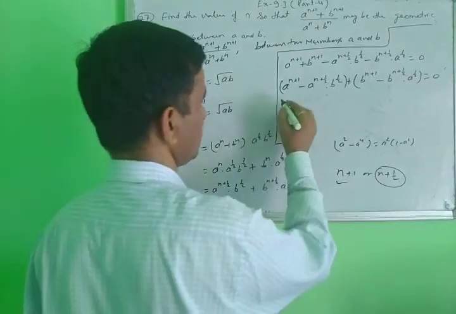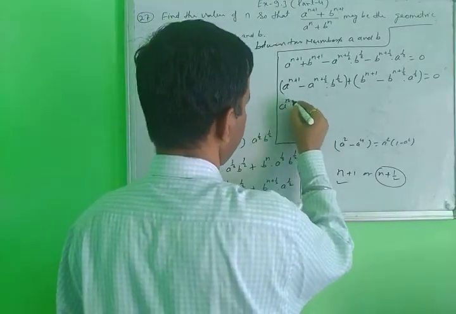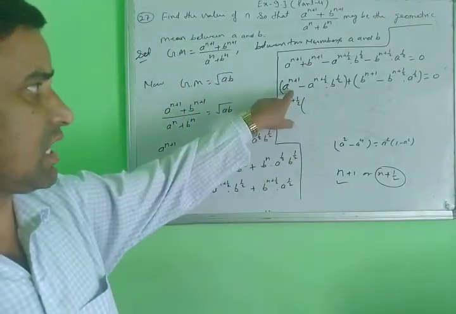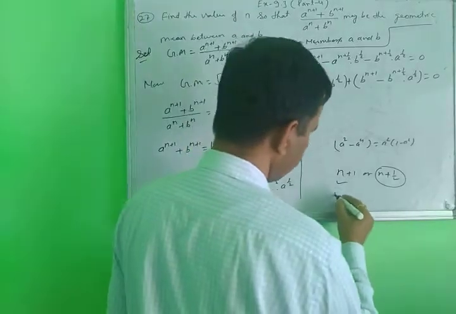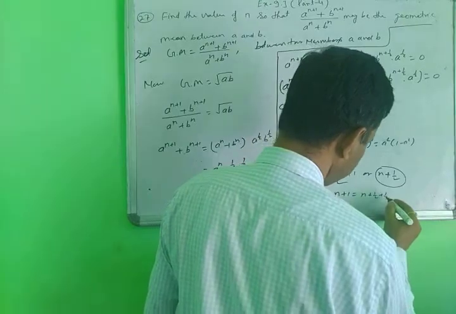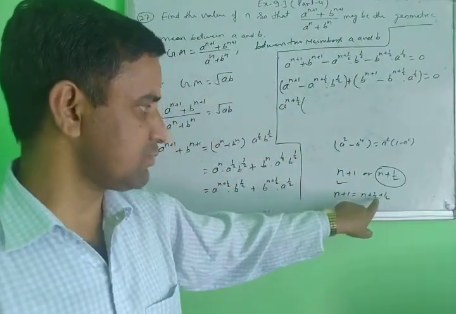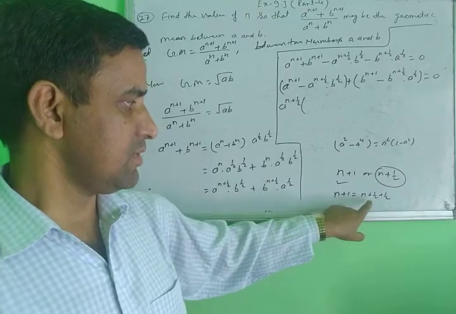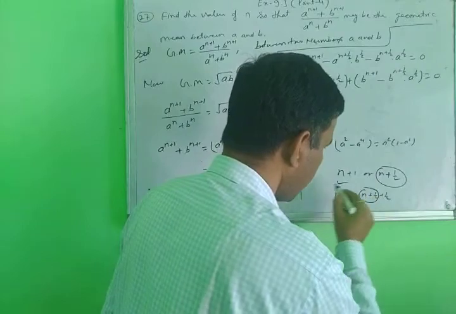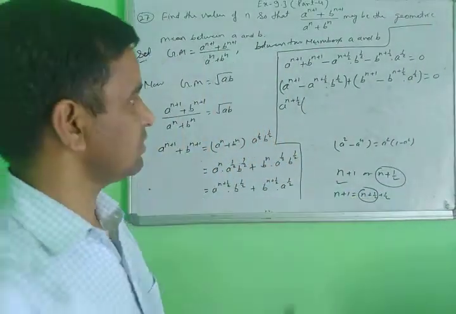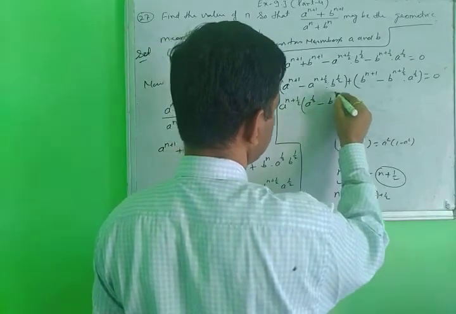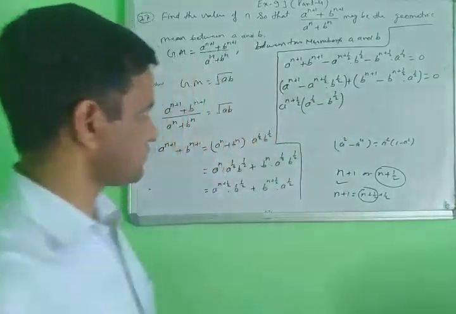Yes. Taking common a^(n+1)/2, what things are left in the second? Suppose you convert n plus 1 equal to n plus 1/2 plus 1/2. Half plus half is full, that means 1. So this portion you have taken common. What is left? You will write here a^(1/2) − b^(1/2).